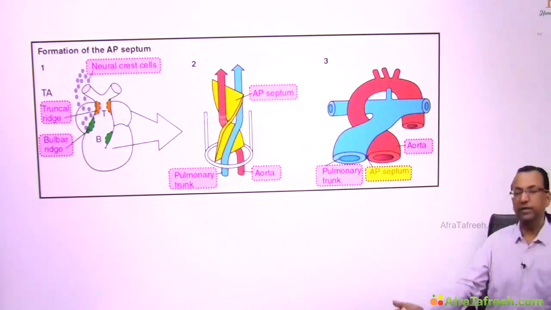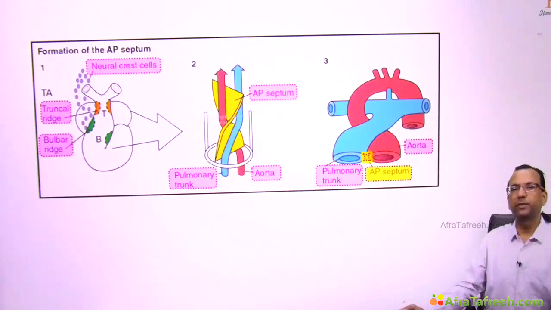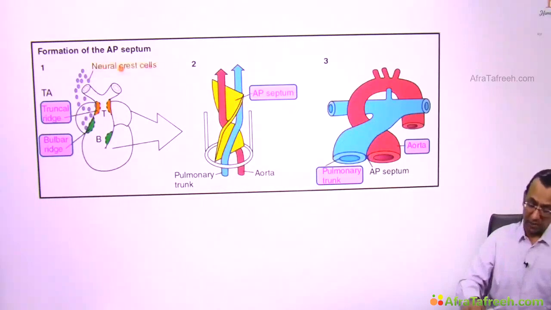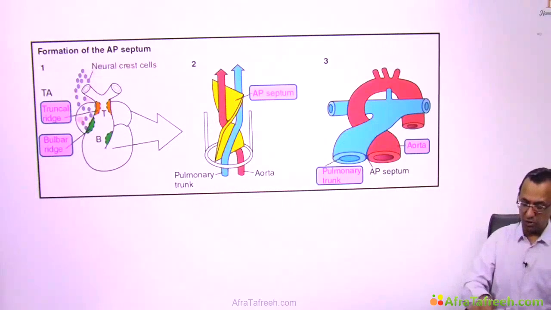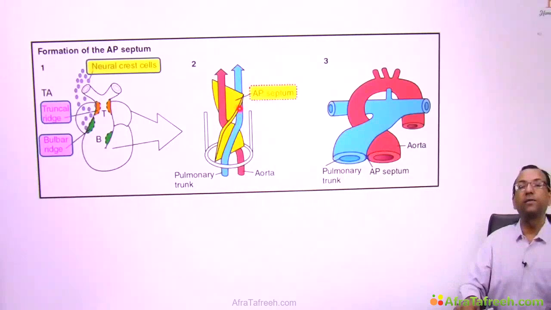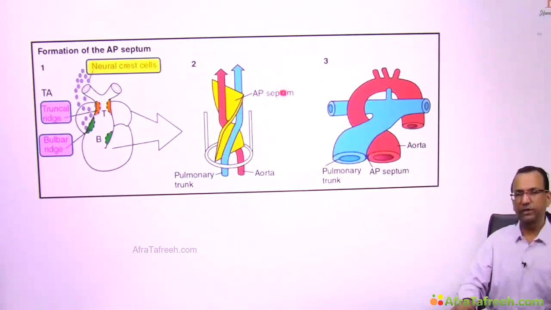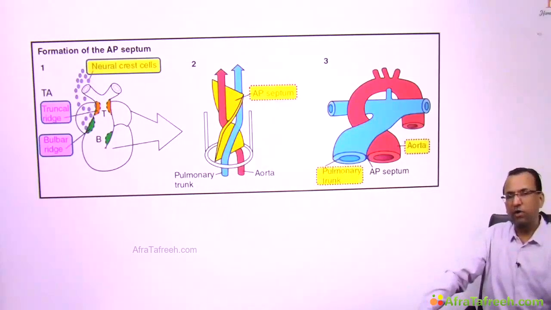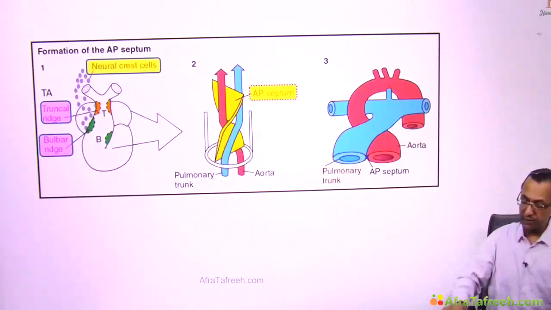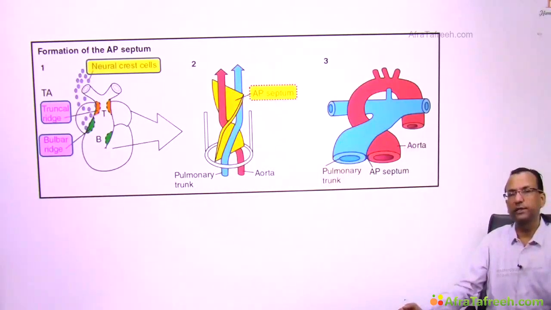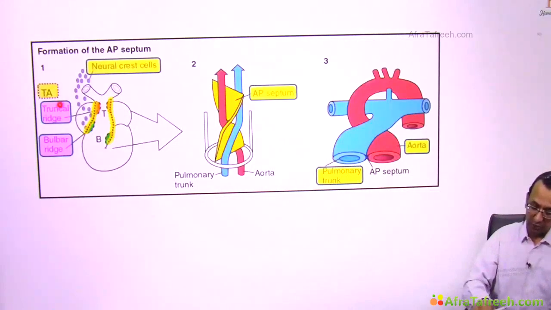What if the AP septum is missing? If the AP septum is missing, then it could be due to absence of neural crest cells. So when there is an absence of neural crest cell migration to this region, you may not have AP septum. And when there is no AP septum, then the old vessel will persist. Who is that? Persisting truncus arteriosus. So in that case, you will not have any pulmonary trunk or aorta. So if I don't have any ascending aorta or pulmonary trunk, then what do I have? What you have is the old vessel. It is called the persisting truncus arteriosus.